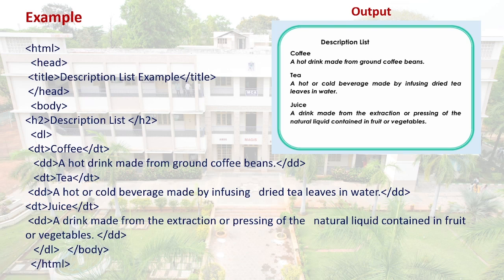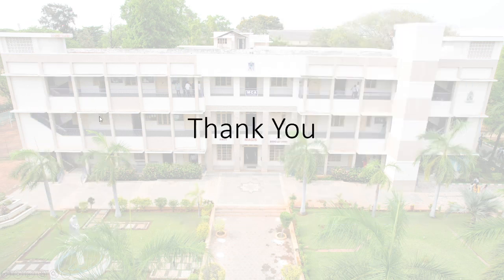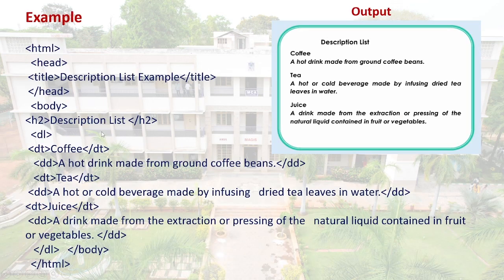Then again, the third one is juice. Juice is a data term. I can describe juice as a drink made from the extraction or pressing of the natural liquid contained in fruit or vegetables. I can close the DD tag. So finally I can close the description list by using /DL. I can close the body tag and HTML tag. So this will be implemented with the help of an HTML program.